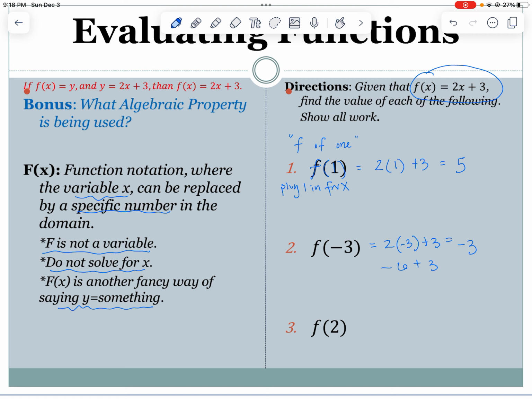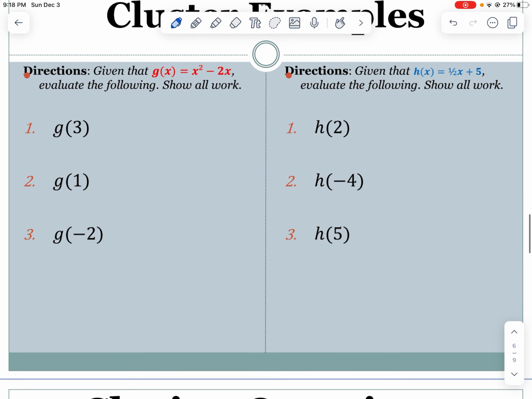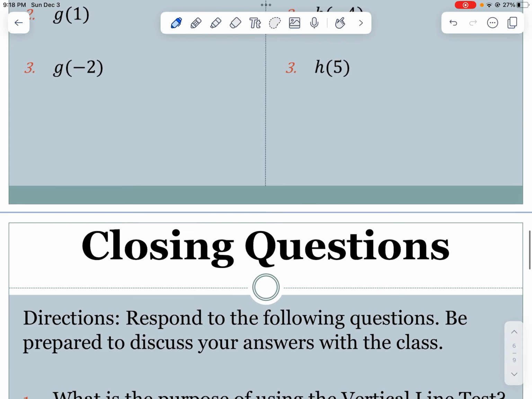All right, little bonus question for you to think about. What operation am I doing here? What algebraic property, rather, is being used? We'll talk about that in class. See if you can come up with the big vocabulary word that we've been talking about. I have a couple of examples here that I would like you to work through in your notes, and we can check our answers together in class.